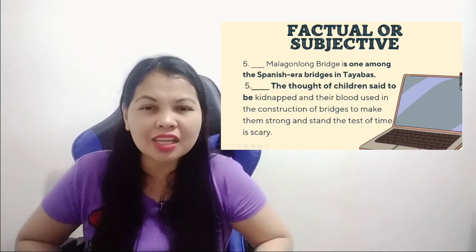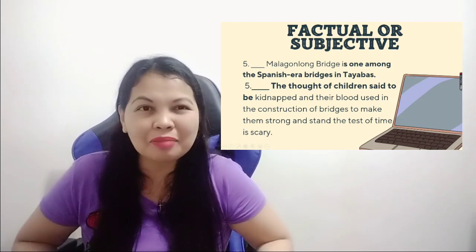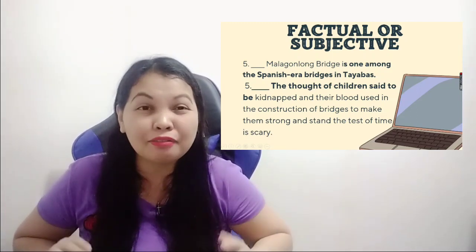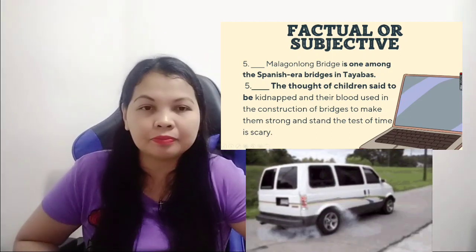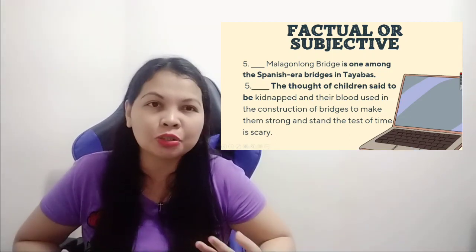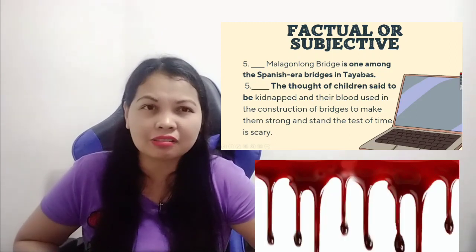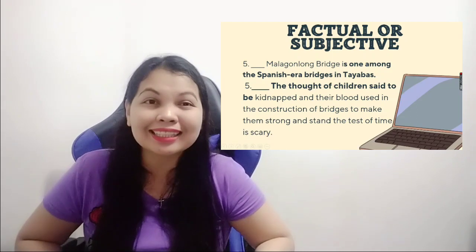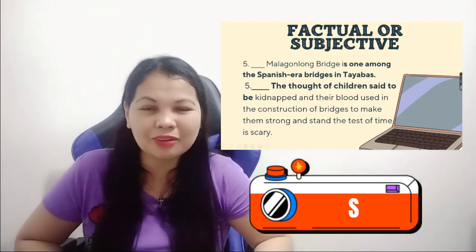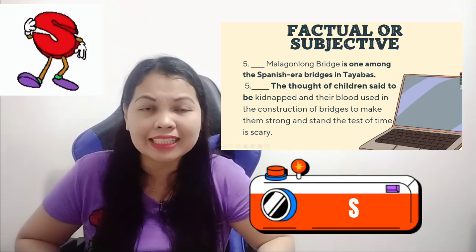And the second one, which is something related to the white van, the thought of children said to be kidnapped and their blood used in construction. That is just thoughts. That is just intuition. So therefore, that is subjective. So who got 5 out of 5, or 10? 5 times 2, that is 10. Okay, very good. You may comment down below your score.